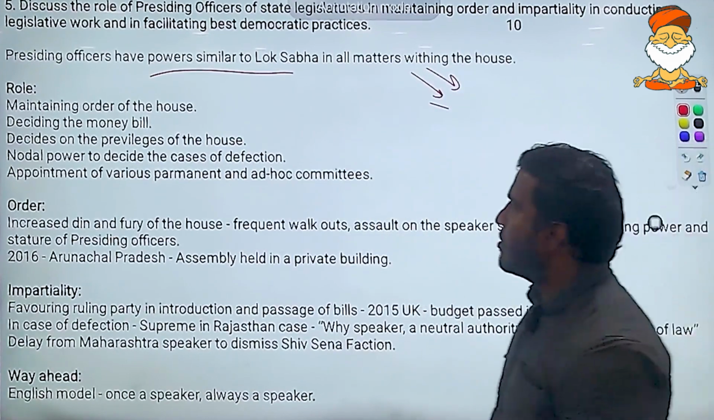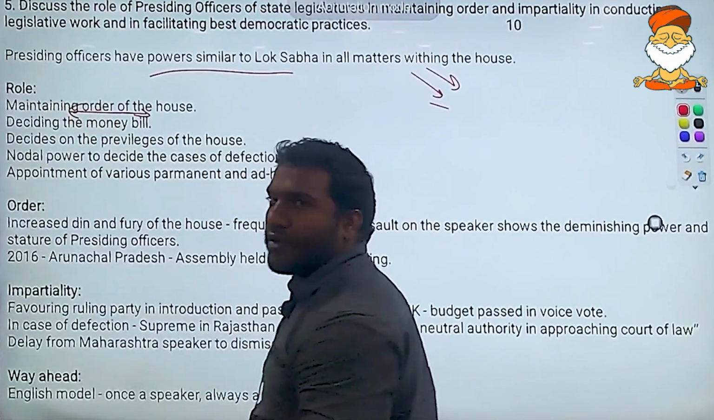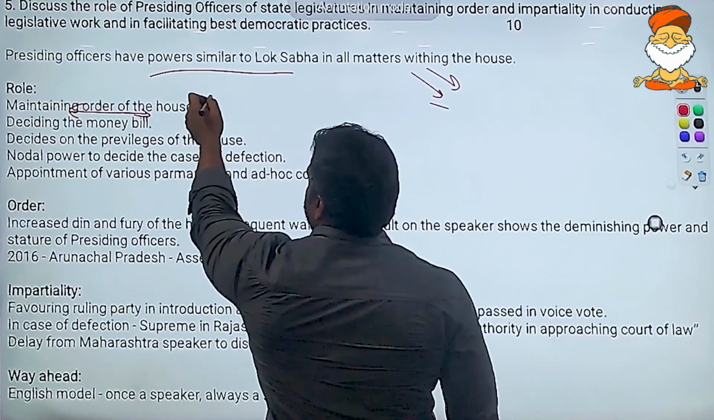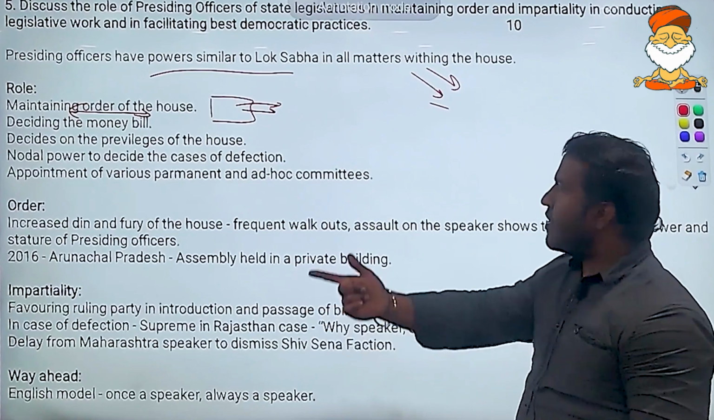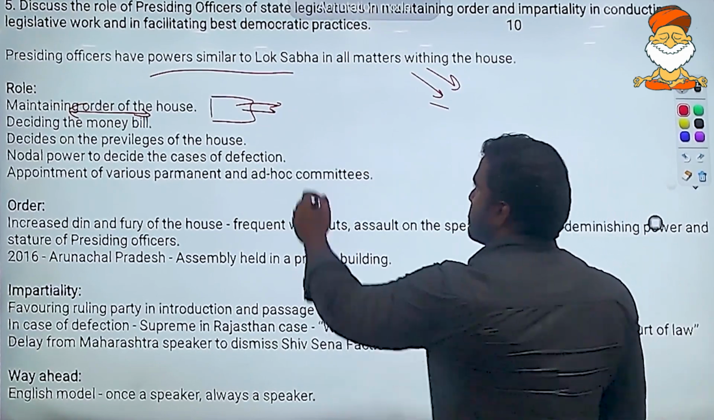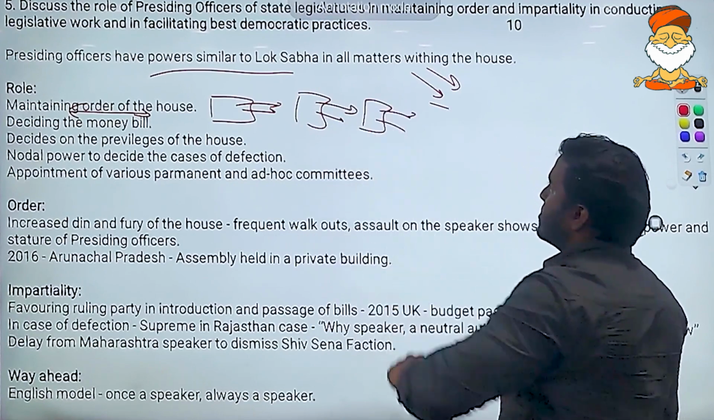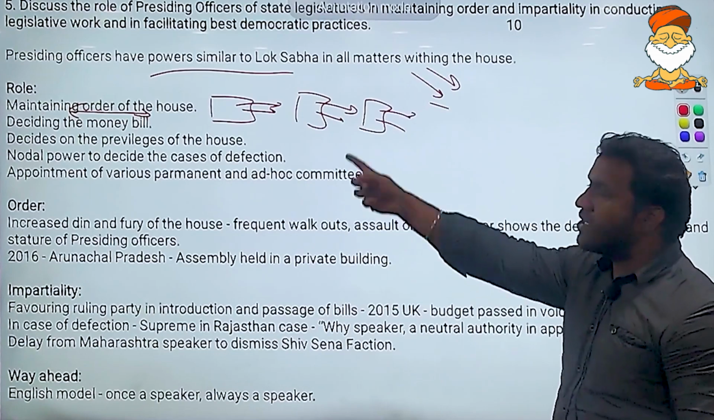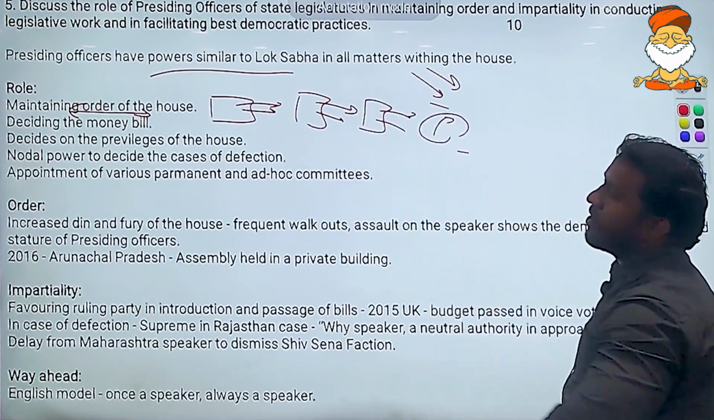And their role is maintaining the order of the house, say suspension of the members if they create din and fury. Or, for example, the introduction of a bill occurs under his permission. With his permission you can raise a question, or with his permission you can become absent from the house, or if there is repetitive absence, he can penalize you. So all those things come under order of the house.